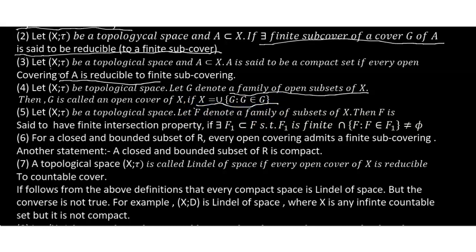Let (X, tau) be a topological space. Let F denote a family of subsets of X. Then F is said to have the finite intersection property if for every finite F1 subset of F, the intersection of F such that F belongs to F1 does not equal phi.